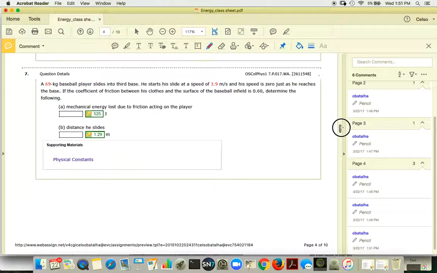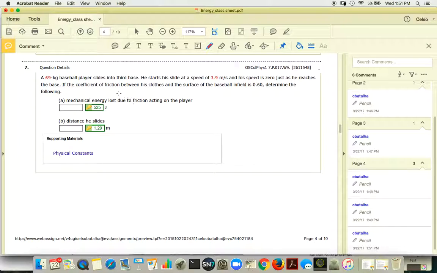How about this one? A 69 kilogram baseball player slides into third base. I don't know baseball, so I can't do this problem. What a third base is. He starts his slide at a speed, see if I can do it without knowing baseball, 3.9 meters per second, and his speed is 0.